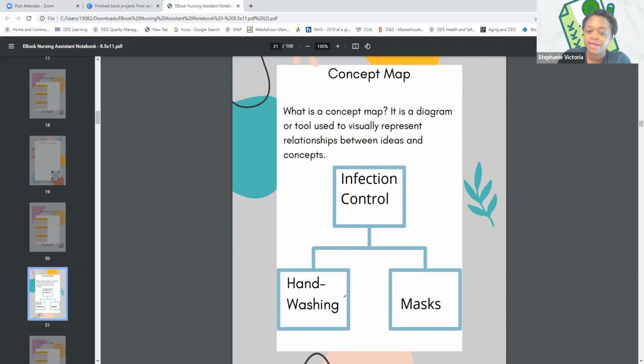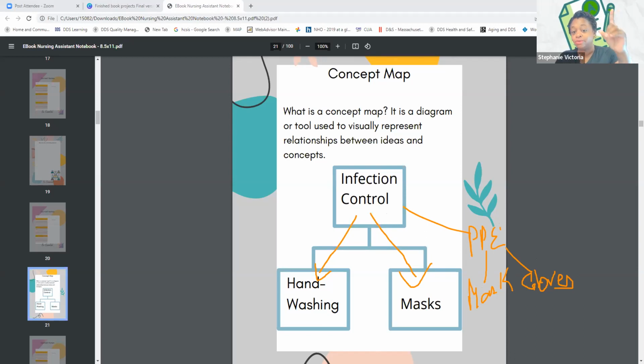So you don't need any text, you just draw it here and your brain, you could go hand washing, you can go masks. I could have went like this, infection control. I could have went PPE, right? Personal protective equipment. And then under PPE, I could have said masks, all right? Gloves. You see what I mean? So it's a way of kind of breaking down the wall, domino wall.